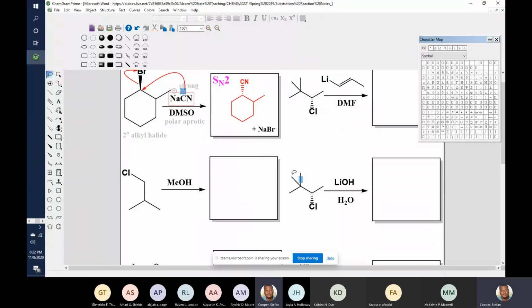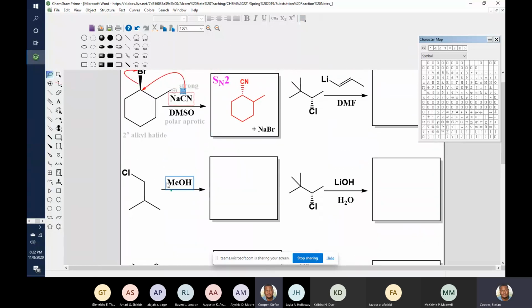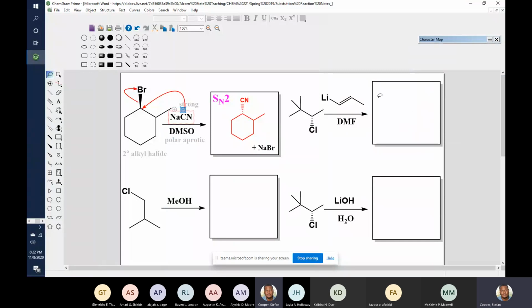Okay, no questions? Can we try this one down here? Well, let's stay on the first row. Let's do this one right here, the one on the right. What type of alkyl halide is this? Secondary. Yeah, this is also a secondary alkyl halide.